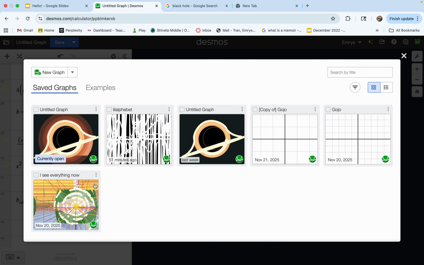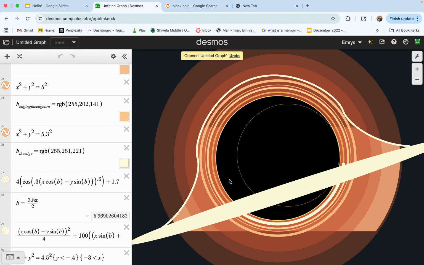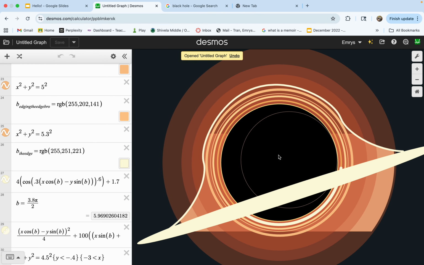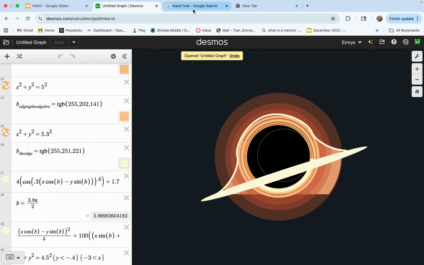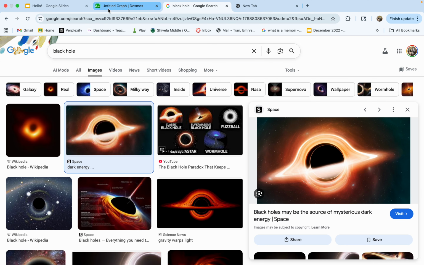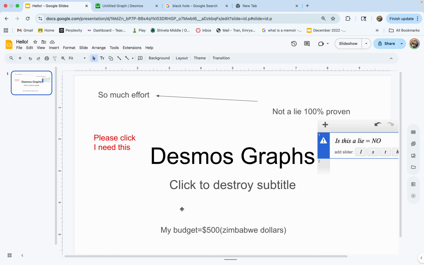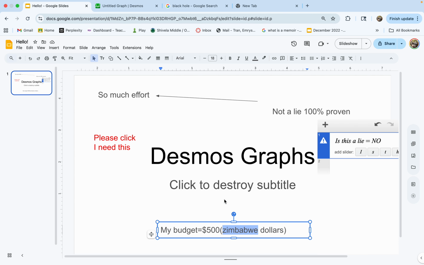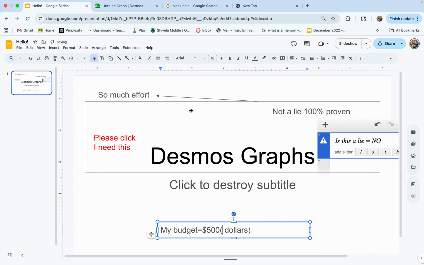So starting off, I'm going to show off this. Essentially, it's a copy of a black hole, and I couldn't afford the shading. Obviously, my budget is $500. Like, that's so much. Ignore that. In fact, that doesn't even exist.